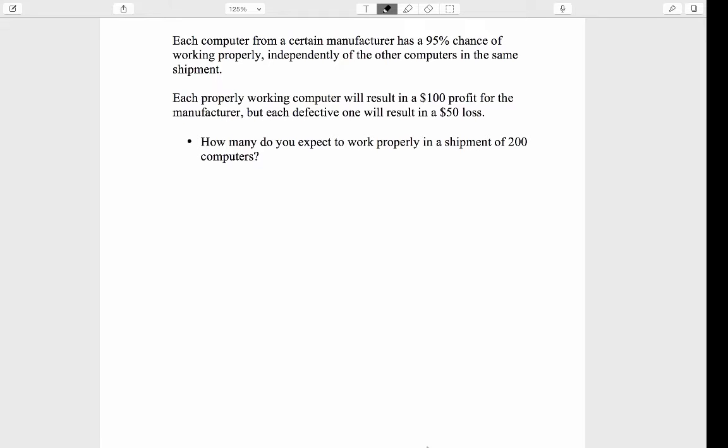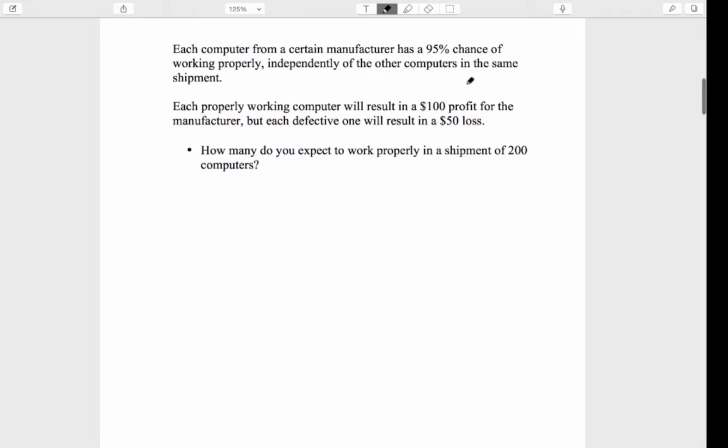Each computer from a certain manufacturer has a 0.95 probability of working properly, independently of the other computers in the same shipment. That means that each computer is its own Bernoulli trial, with a probability p equal to 0.95 that it does work. Every computer either works or doesn't work, and this is the probability that it does work.